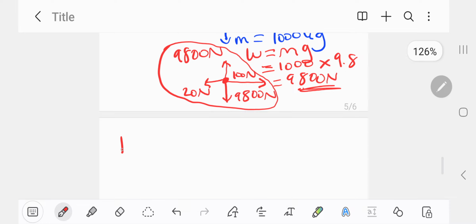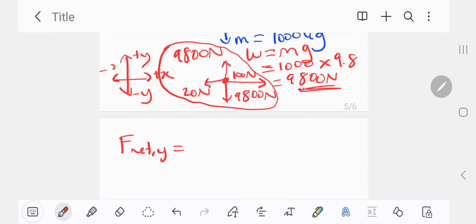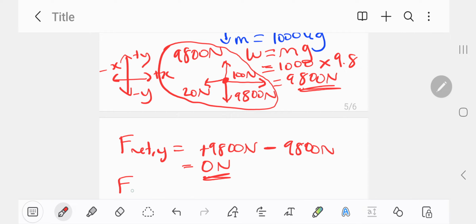Suppose you need to work out the net force in the y direction. Now, taking y plus, y minus, x plus, x minus as follows. You have plus 9,800 acting upwards minus 9,800 acting downwards. So the normal force minus the weight force, that's 0 newtons. The net force in the x direction is minus 20 newtons because it's acting to the left, plus 100 newtons because it's acting to the right, and you get 80 newtons.